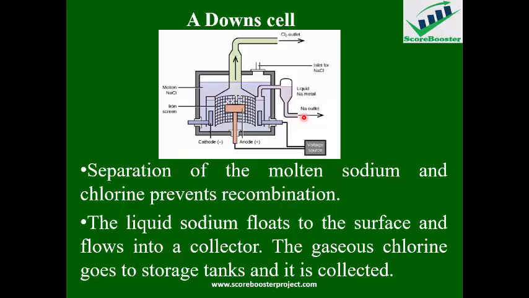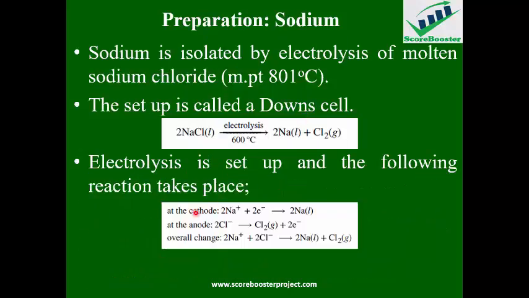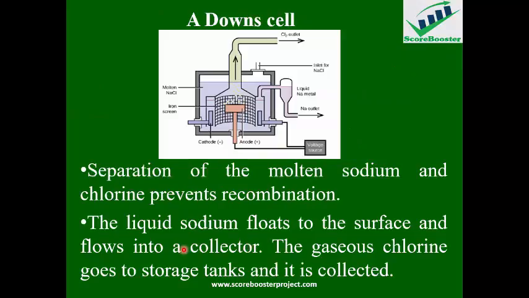So the separation of molten sodium and chlorine prevents recombination, because if we don't separate them from this reaction, there's going to be a recombination, because sodium is highly reactive, chlorine is highly reactive. So when there's enough contact time for them, they will recombine together and form sodium chloride. So we have not done anything. So we need to separate them as early as possible to prevent recombination. Again, the liquid sodium flows to the solvent.